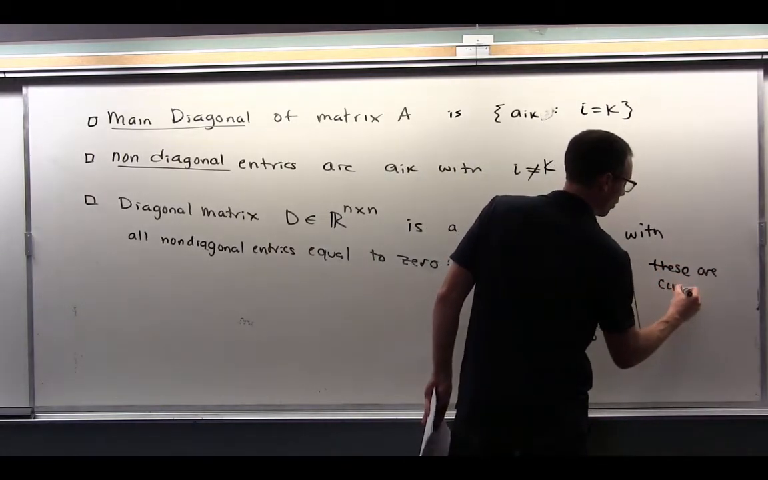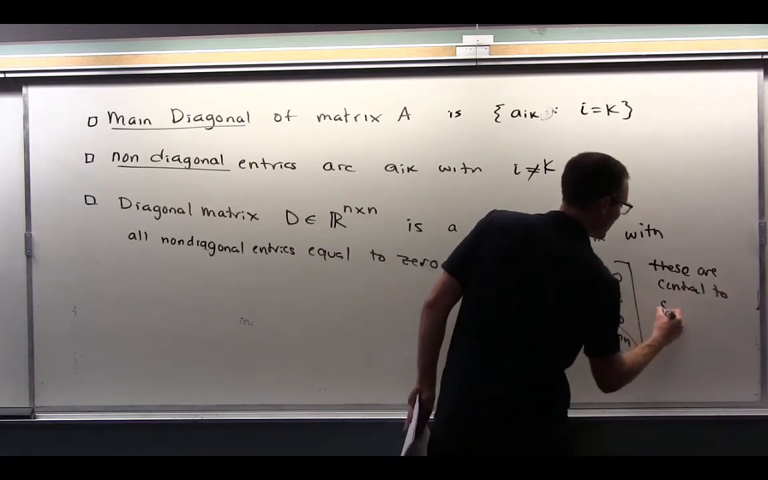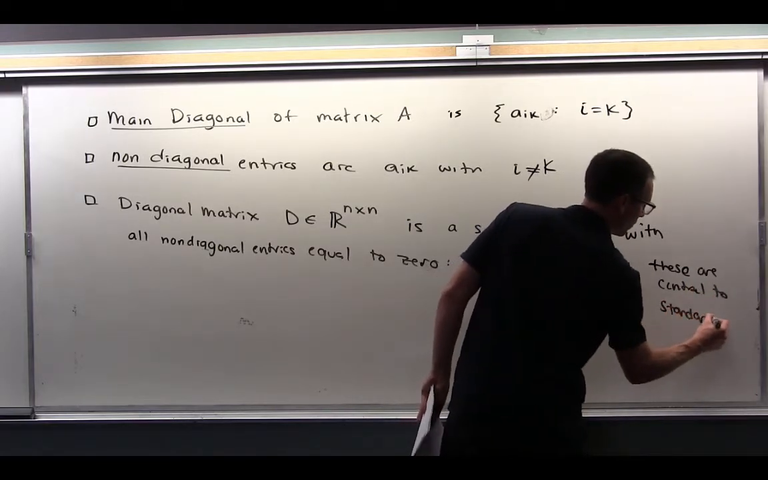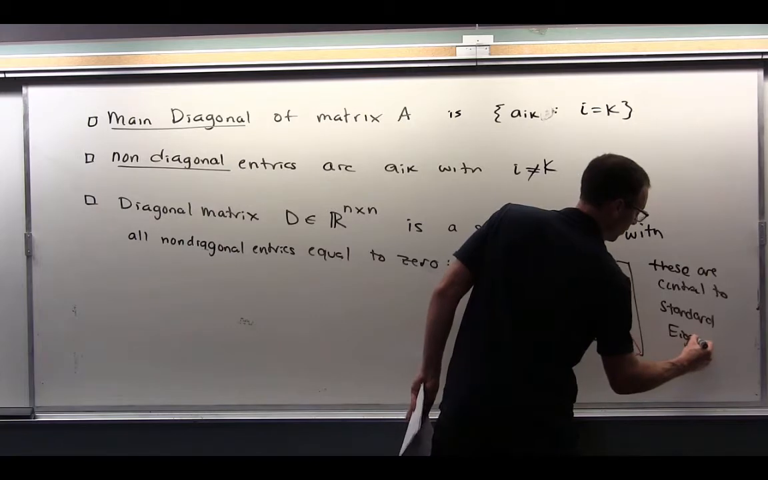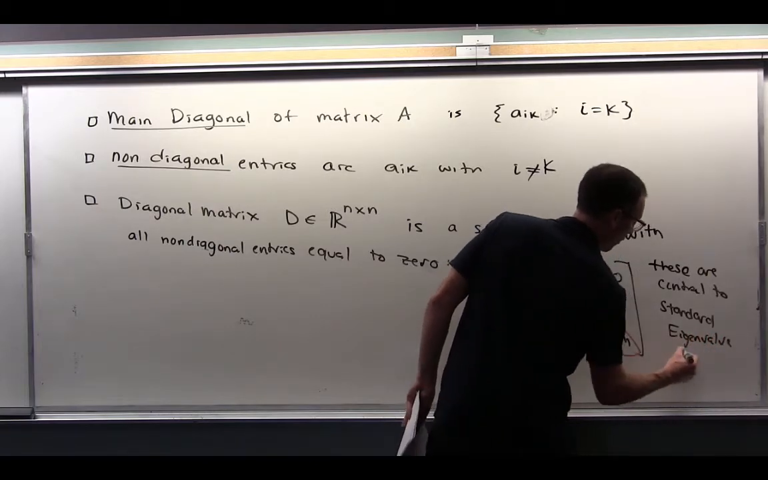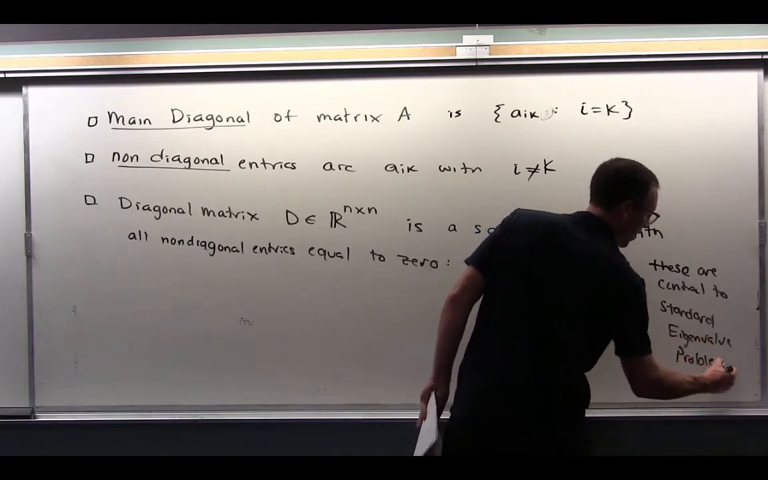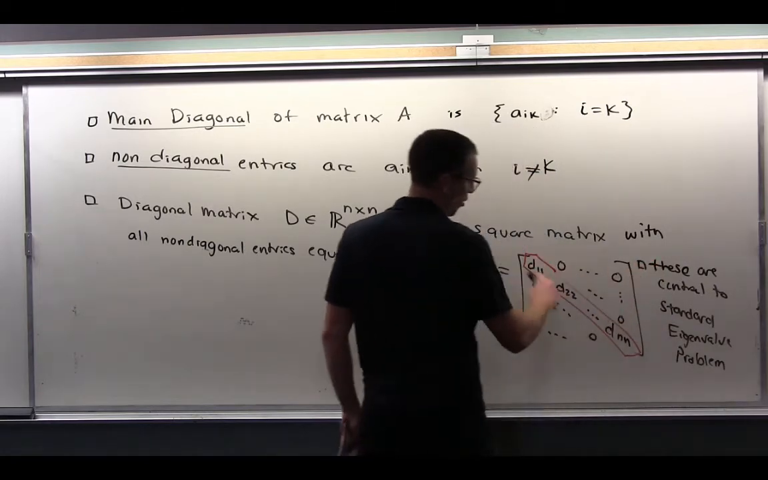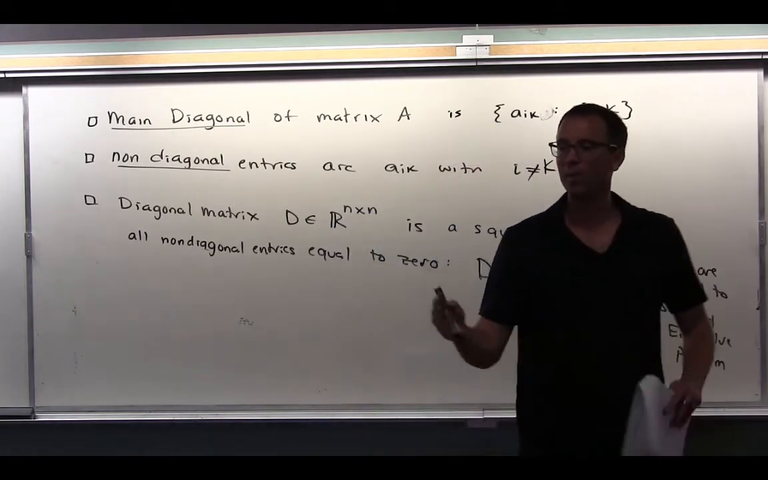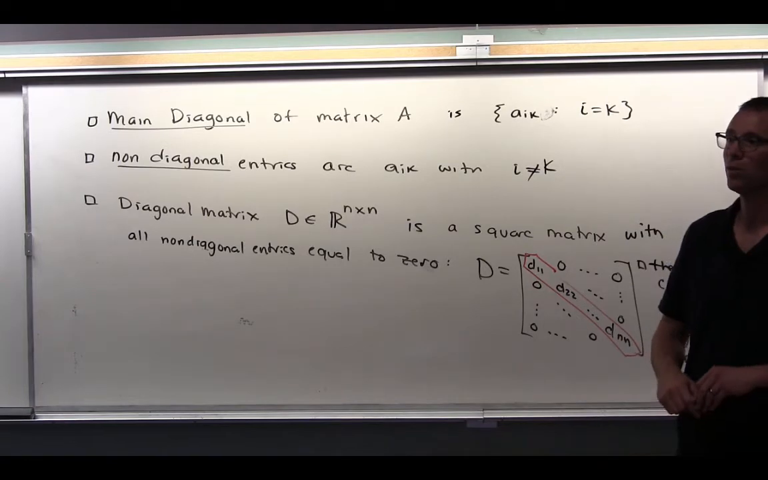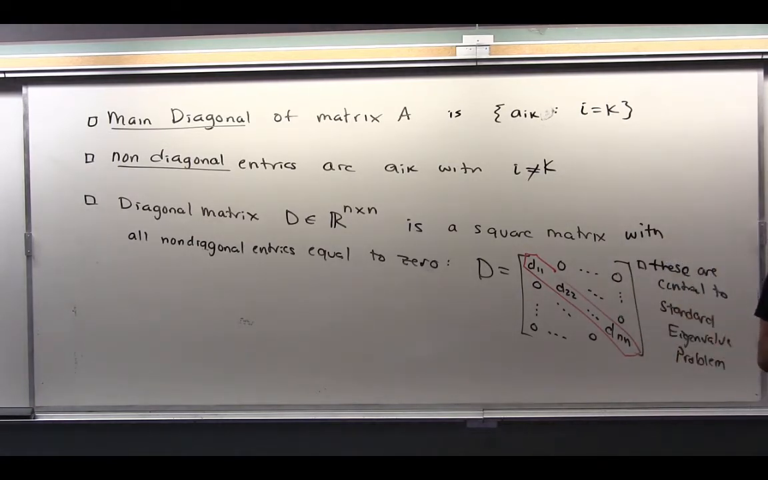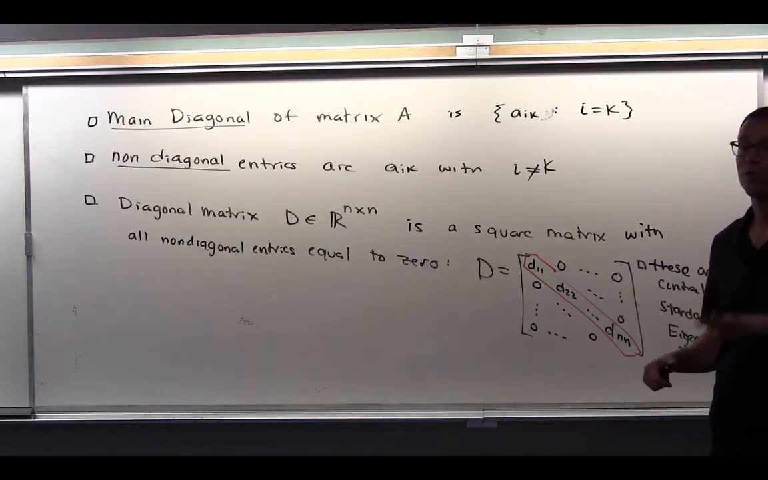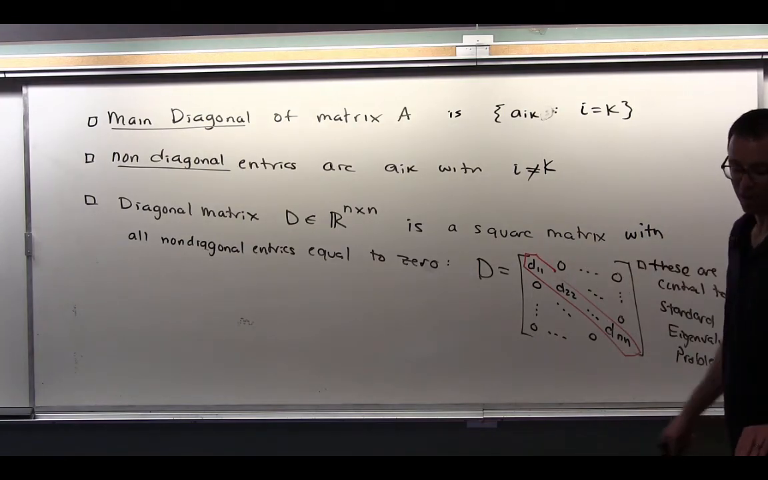These are central to the standard eigenvalue problem. These will show up all over the place. They're the sexiest matrices. If all the diagonals are non-zero, they're the most beautiful matrices that we have access to. Because they're non-singular, they're really easy to invert. There are so many beautiful properties if the main diagonal has non-zero entries on it.